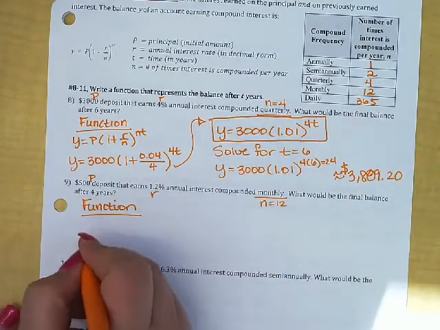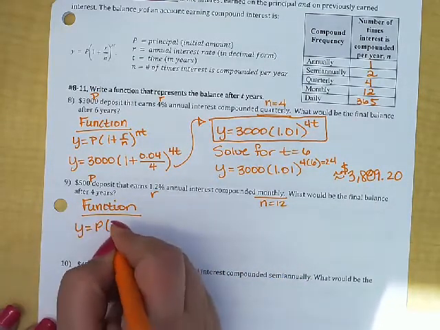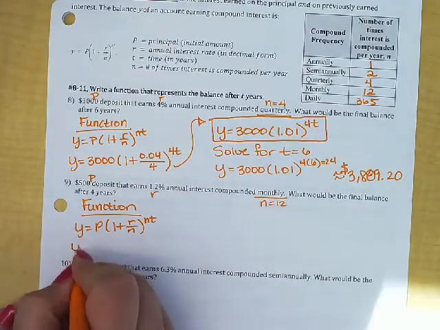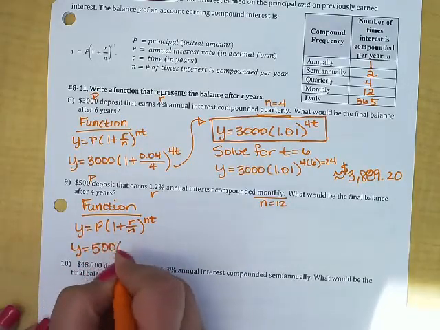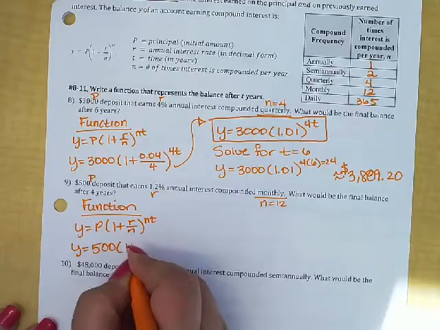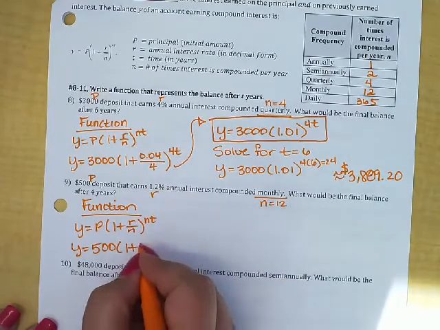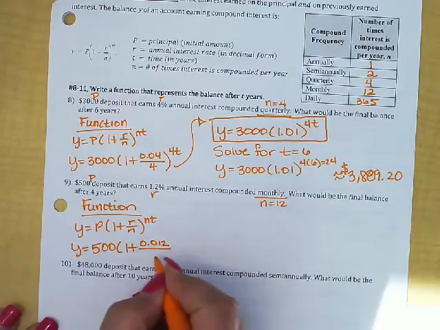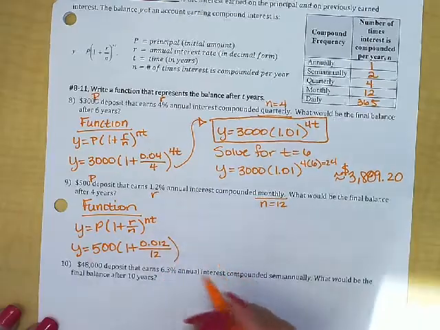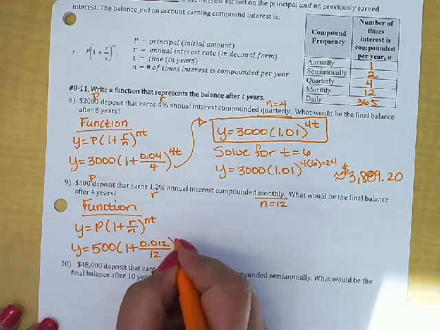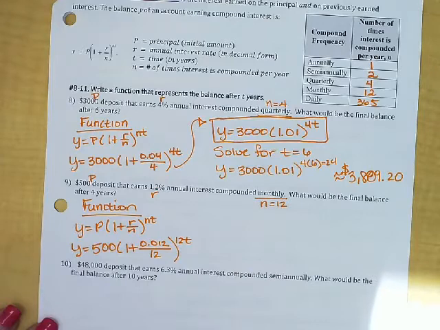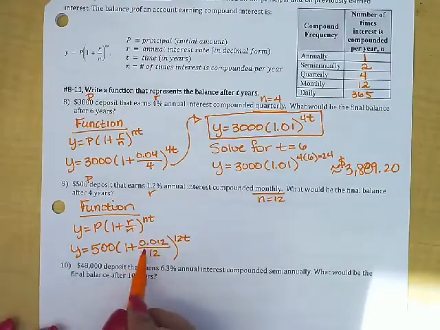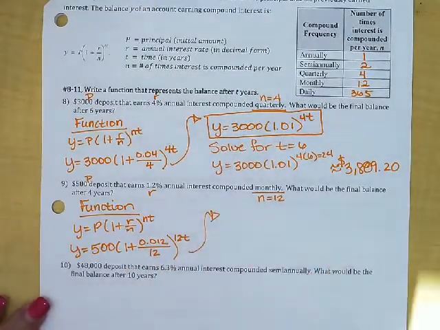Okay, so y equals P(1 plus r over n) to the nt. And let's fill in what we know. We're starting with a $500 deposit, and then we're going to do 1 plus our percent, but we're going to change that to a decimal, so it's going to look like 0.012. And we're going to divide that by how often it's compounded, which in this case is 12. And then our power over here is going to be nt, but 12 is going to replace that n. And like I said, I do want you to clean up this growth factor before you box this and give me the final function.